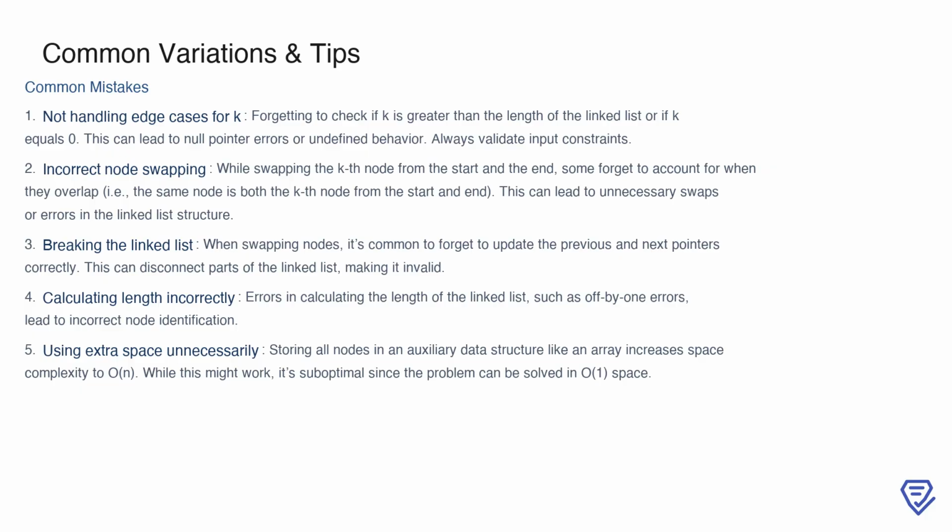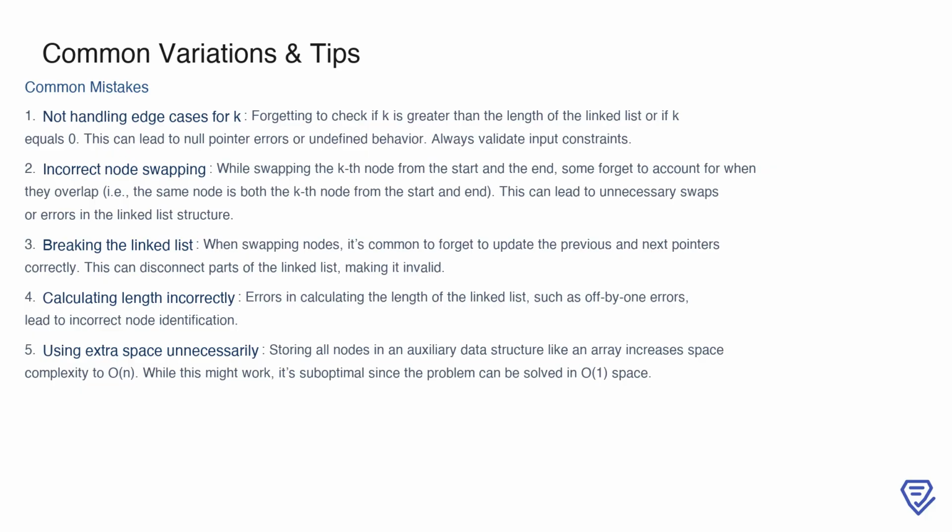Another frequent issue is incorrect node swapping. If the kth node from the start and end overlap, meaning they point to the same node, some solutions unnecessarily swap the node with itself or introduce errors in the list structure. Additionally, it's easy to accidentally disconnect parts of the linked list by not correctly updating the previous and next pointers during the swap. This can break the list entirely.